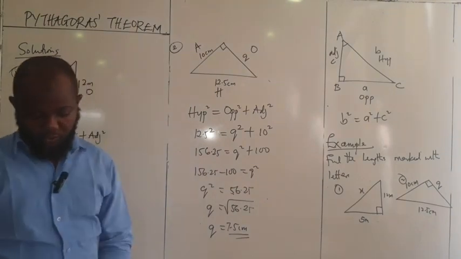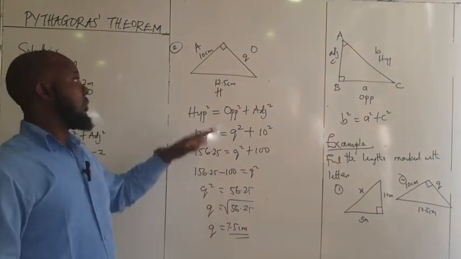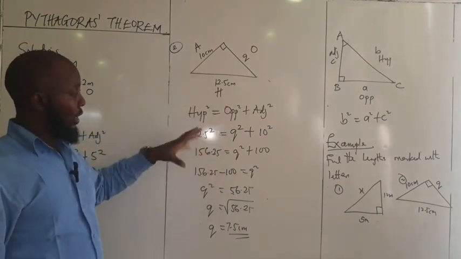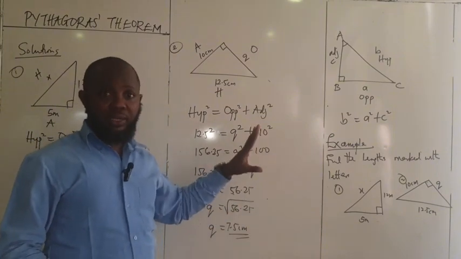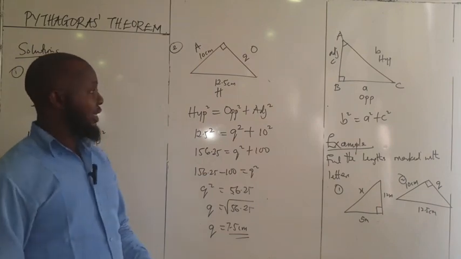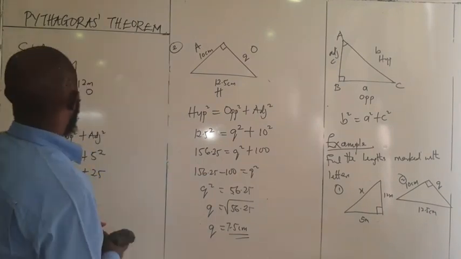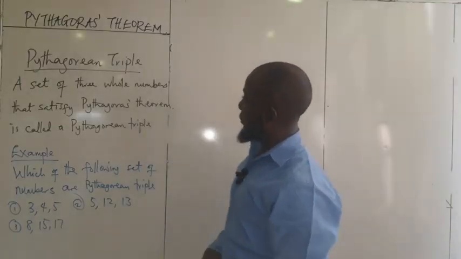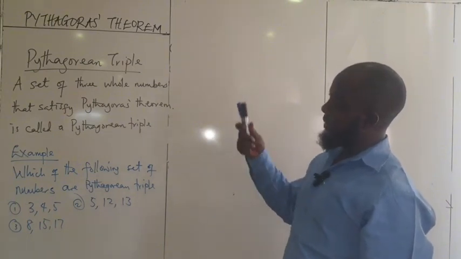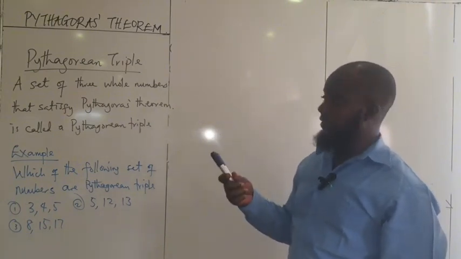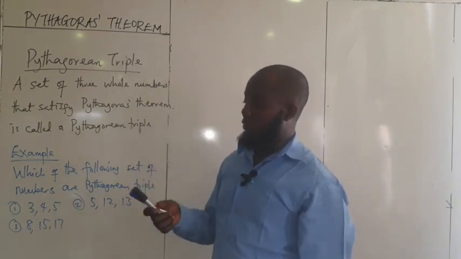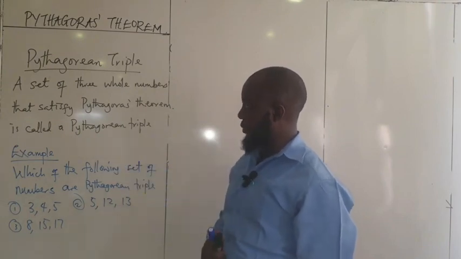I hope this is very clear. That is that on the application. So we still have questions that are more complex than this, but we're not going to look at that in this video. I'm going to do another video especially for that purpose, so that we'll be able to understand it better. So the next one is Pythagorean triple. Just like Pythagoras theorem, a set of three whole numbers that satisfy Pythagoras theorem is called a Pythagorean triple. What does that mean? Let's start with examples so you can understand it better.